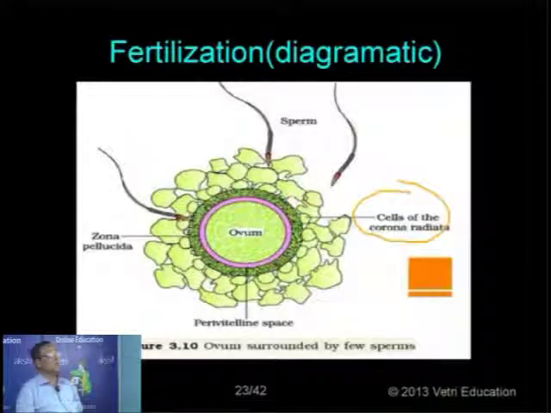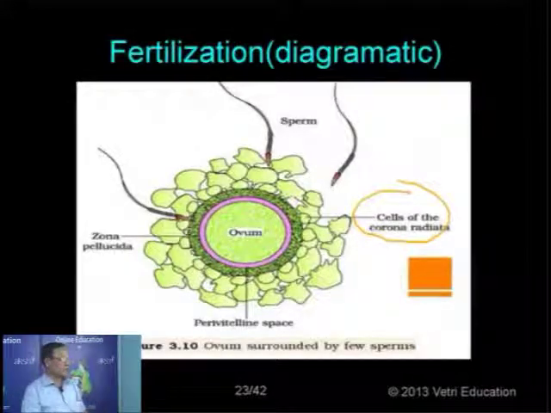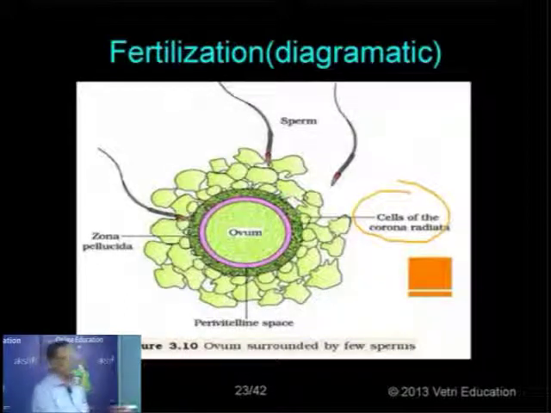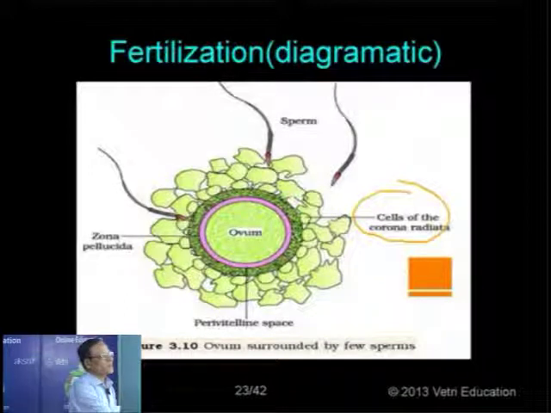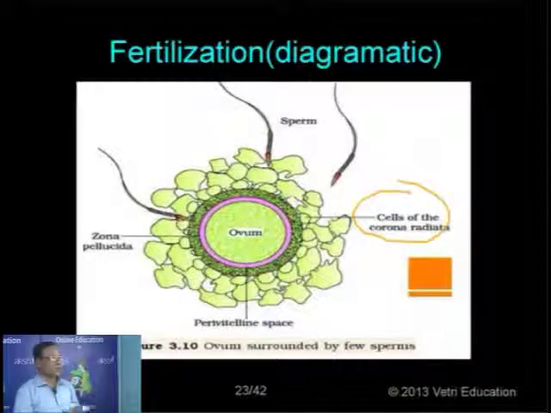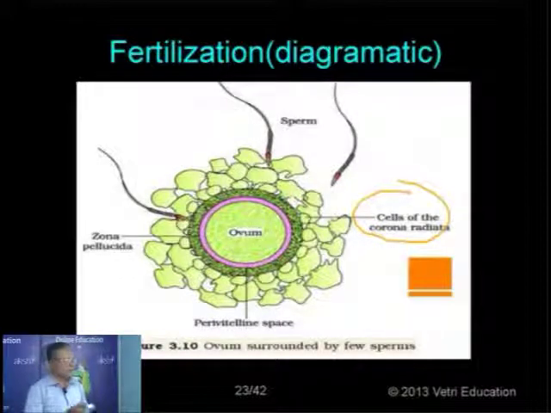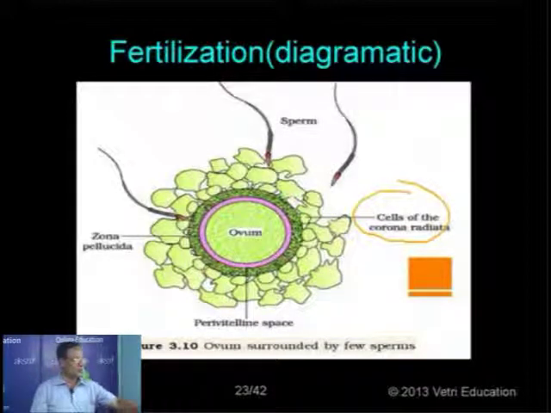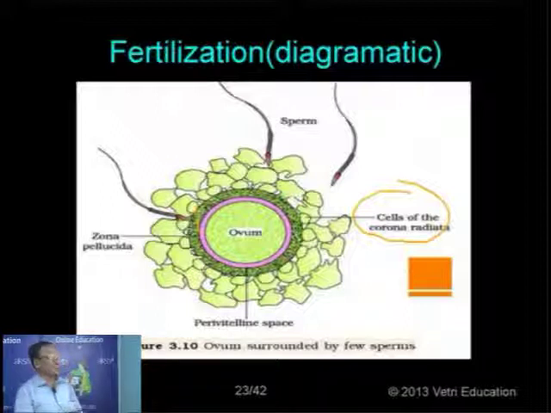Now this is the diagrammatic one and that is the real one. You can see here the ovum. The cells of the corona radiata, represented in the photograph by the bright pink or dark pink cells, are the cells which together form the corona radiata. Next we have the zona pellucida, in green, and then the perivitelline space, a space formed as soon as the sperm touches the egg surface.